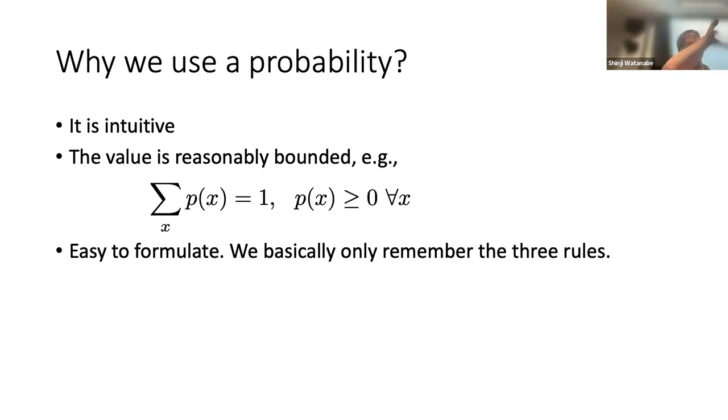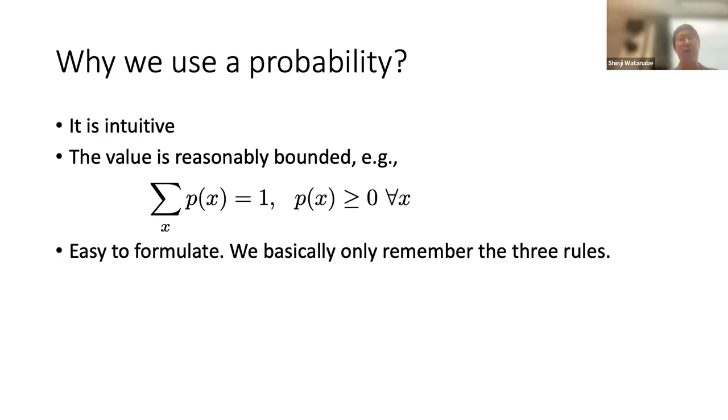Instead of the regression, a bounded value is easy to predict and also easy to interpret. And the third one is easy to formulate. Especially with just a continuous value and regression without constraint, it is very difficult to decide what kind of constraint we should use. But in the probabilistic case, we basically have the three formulations that I mentioned. By using these three formulations, we can make a reasonable formulation, which is also intuitive.